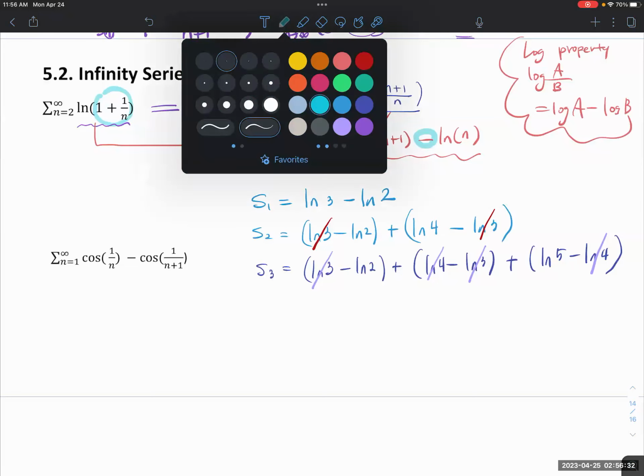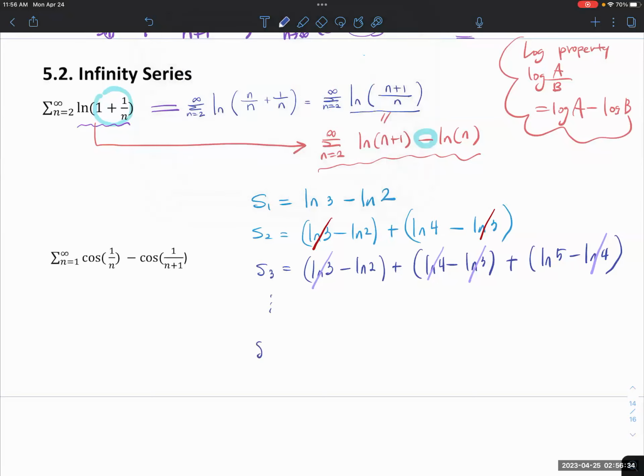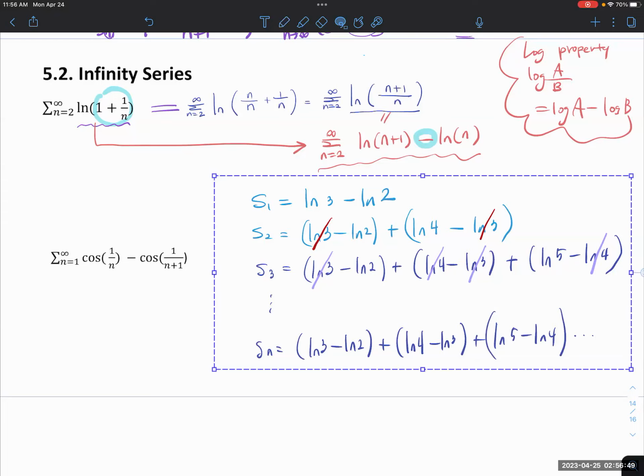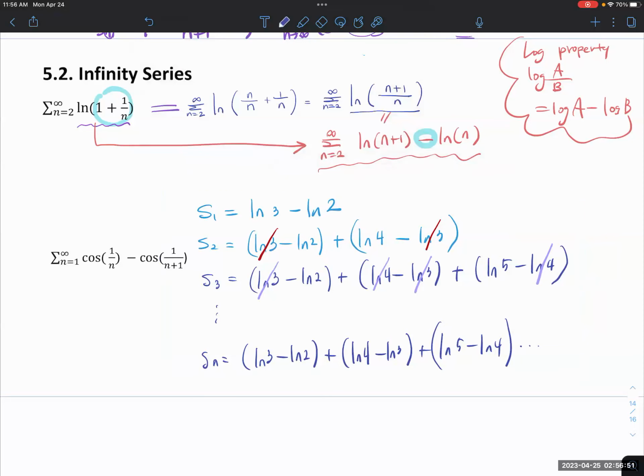I'm going to keep on going up to Sn. So we know ln 3 minus ln 2, ln 4 minus ln 3, we have ln 5 minus ln 4, and the last one, what do you guys think? We have ln(n+1) minus ln n, right? So this is going to be remaining at the end. So now we can think about it. We found out the pattern.